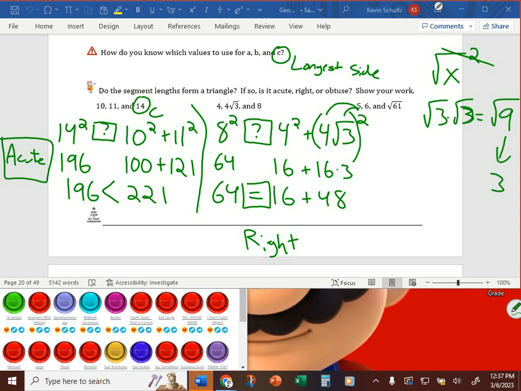Damien, when you do the multiplication in the parentheses, do you do 4 times root? You don't have to include the multiplication symbol, but you can if you want. Okay, but it doesn't matter.